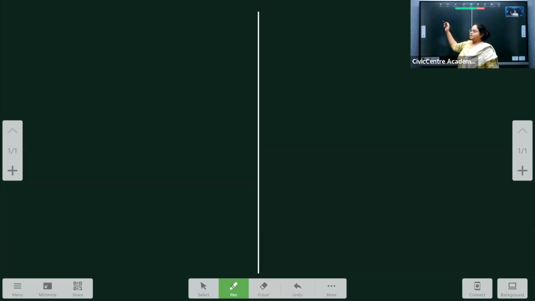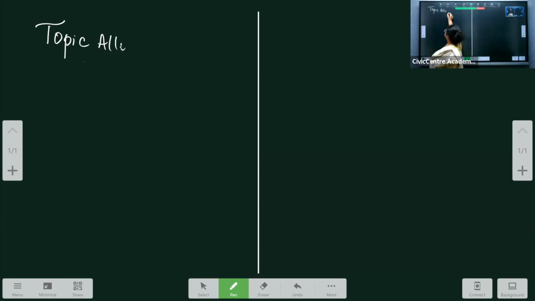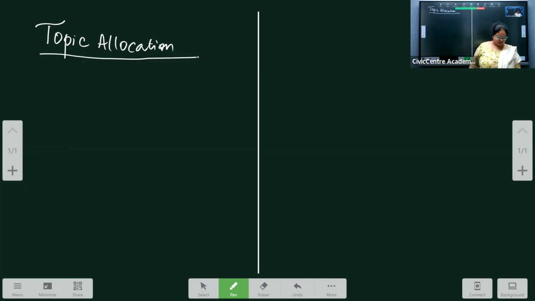Today, the topic that we are discussing, or the session that we are focusing on, is about how to do the topic allocation. Now, what are the key important factors that are required for allocation of topics? That is the theme that we are going to discuss today. So, what is the first thing that should be done when you're concentrating on allocating topics? If you're a DTL or a TL, what is the primary thing that you will have to do?